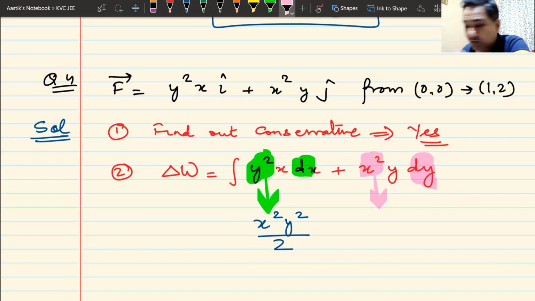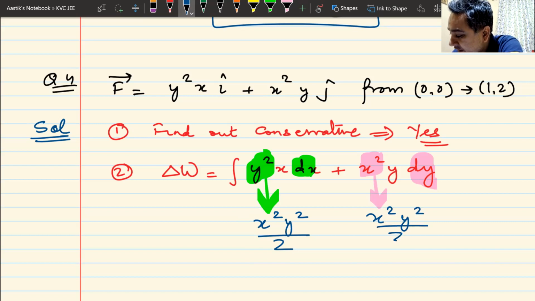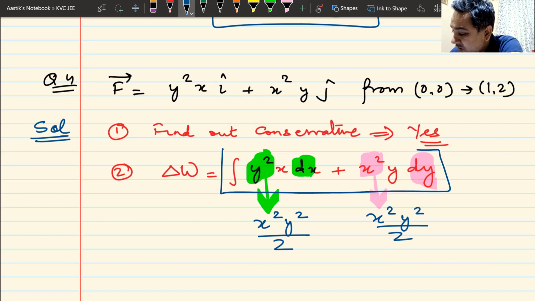You do the same thing with this one. Here you will take x square as an outside constant. You just integrate y dy. When you integrate y dy, you get y square by 2 multiplied by x square. And voila, what will you see? That you will see the same thing coming again: x square y square by 2. As soon as you get this, you know that the integral of this entire thing now becomes x square y square by 2. Yes, the problem becomes very simple.